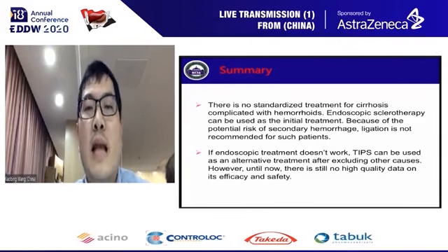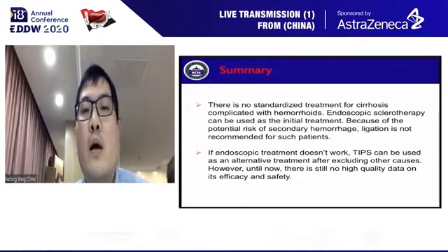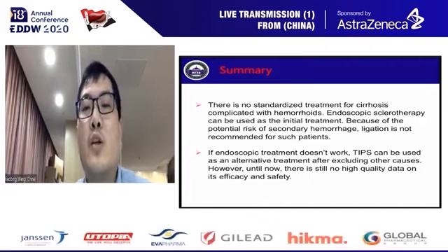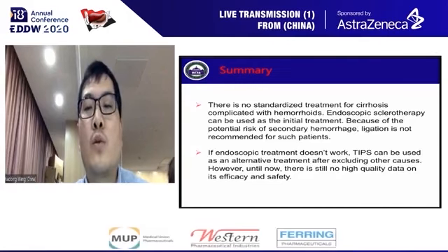Endoscopic sclerotherapy can be used as the initial treatment. Because of the potential risk of secondary hemorrhage, ligation is not recommended for such patients. If endoscopic treatment doesn't work, TIPS can be used as an alternative treatment after excluding other causes. However, until now, there is still no high-quality data on its efficacy and safety.